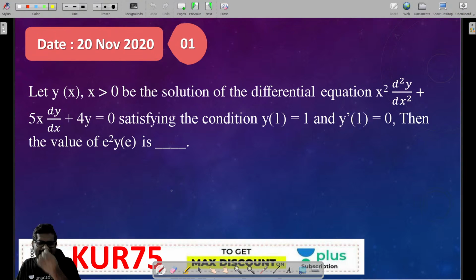Next one: let y of x be the solution of the differential equation x square d square y by dx square plus 5x dy by dx plus 4y equal to 0, satisfying the conditions y of 1 equal to 1 and y dash of 1 equal to 0. Then e square into y of e is, a numerical answer type question. Now this differential equation is in Cauchy-Euler form.